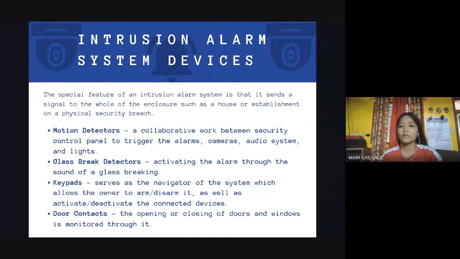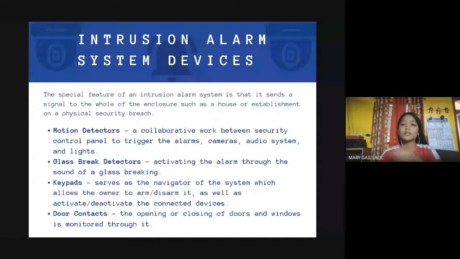Well, now the special feature of an intrusion alarm system is that it sends a signal to the whole of the enclosure, such as the house or establishment, on a physical security breach, meaning lumapit pa lang or sirain ng tao yung windows or doors, meron na agad magti-trigger na agad yung alarm and magsisend yun ng signal sa buong place na pinoprotektahan nito.